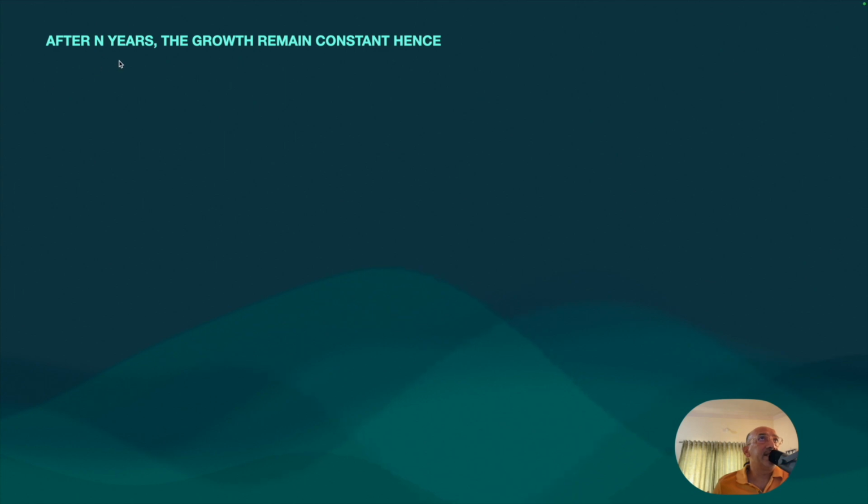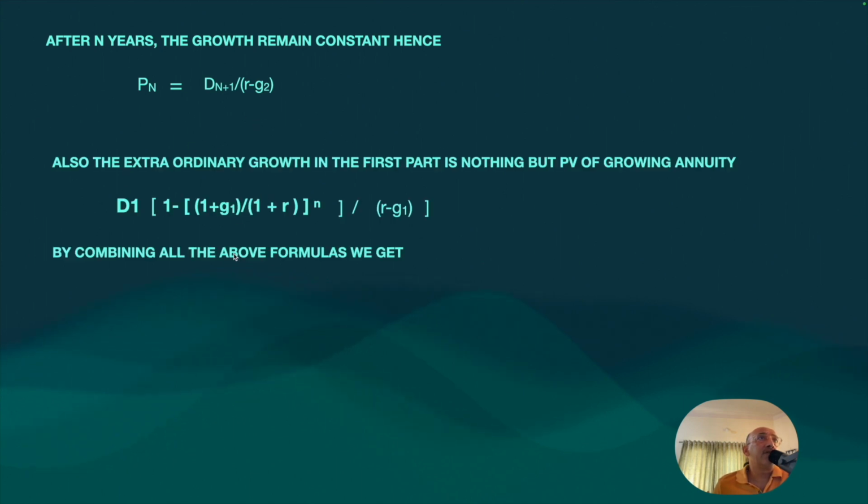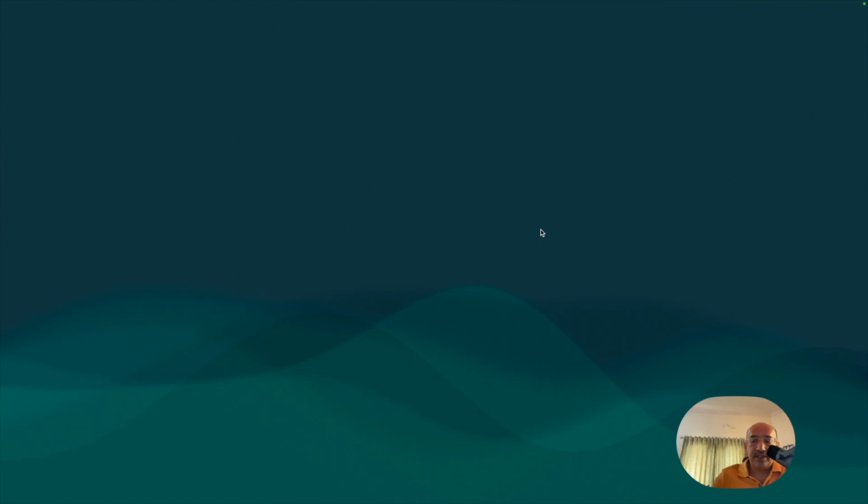Now after n years, the growth remains constant. Hence Pn will be equal to D(n plus 1) after the n plus 1. Till the nth year there will be an extraordinary growth, but after the n plus 1 year the growth will be constant. So we will go back to the constant growth formula. What is that? D divided by r minus g. Here it is D(n plus 1) divided by r minus g2, because we have assumed after the nth period the growth rate will be equal to g2, not g1. So it is r minus g2. Here also we will put out all the formulas, so it will be easy.